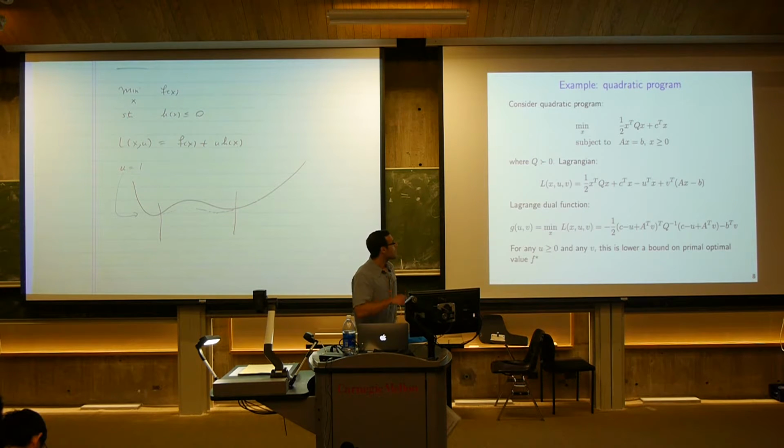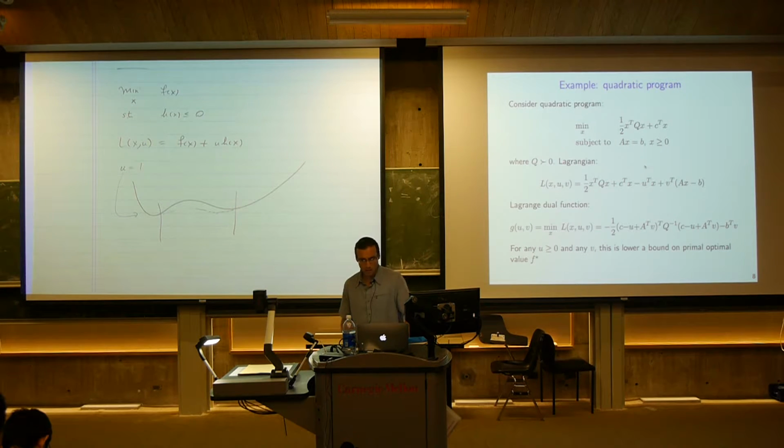So let's go through a slightly more sophisticated example, a QP in standard form. So our problem is going to be 1/2 x transpose Qx plus c transpose x, subject to the equality constraints Ax equals b, and the inequality constraints x being bigger than or equal to 0. Okay, and Q is going to be positive definite here. We'll say its lowest eigenvalue is strictly positive. That makes this problem strictly convex, right?